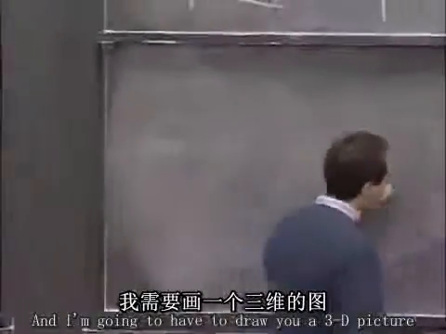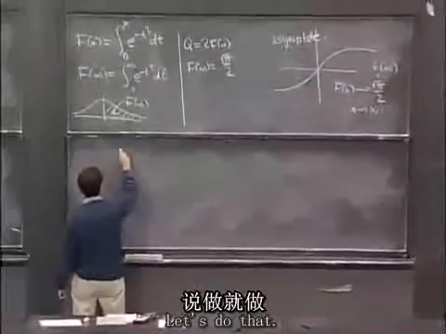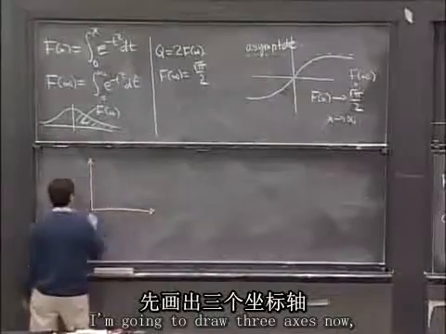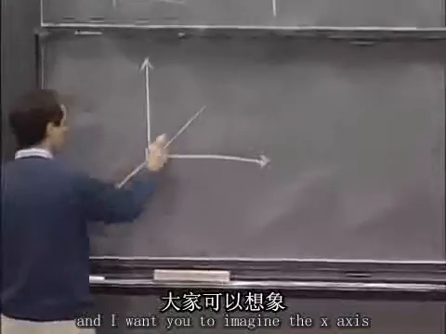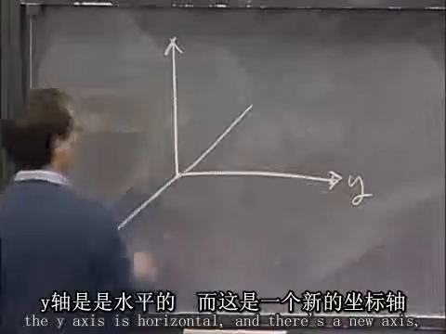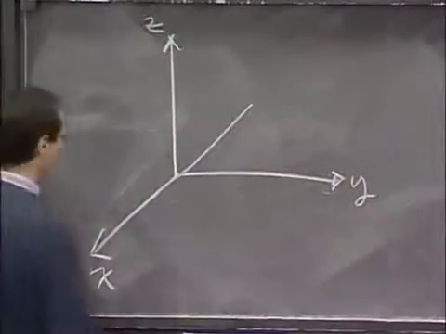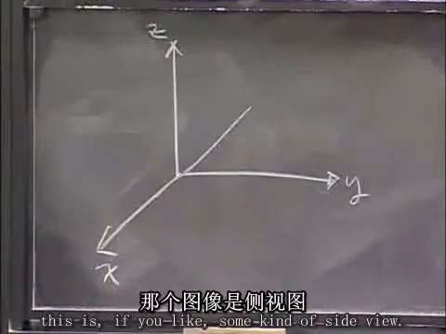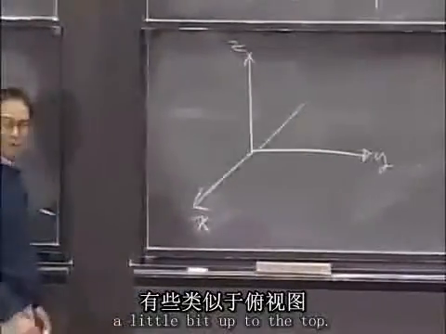And I'm going to have to draw you a 3D picture to visualize the slice. So let's do that. I'm going to draw 3 axes now because we're now going to be in 3-dimensional space. And I want you to imagine the x-axis is coming out of the blackboard, the y-axis is horizontal, and there's a new axis, which I'll call the z-axis, which is going up. So this is, if you like, some kind of side view, and this is a view where I've tilted things a little bit up to the top.